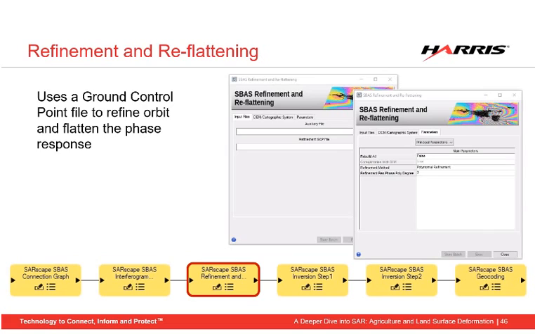Refinement and reflattening uses orbital and ground control point information to work within the scenes to make them more precise. The ground control points can be made in the exact same way as in Webinar 2 for the displacement map, and can be made as part of the process within the SFAST workflow.